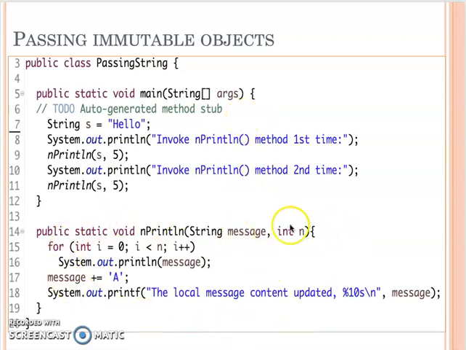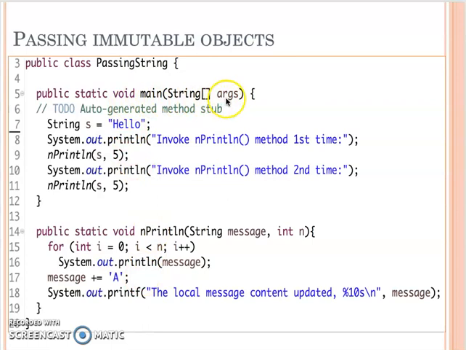Here we have a static method called nPrintln. We pass in a string object, then an integer n, which means how many times we will display the message we're passing. Each time, i equal to 0, i less than n, i plus plus, we display the message. Afterward, we concatenate a capital A to the end of the message. That's why you can see the local message content updated. Okay, so this is the function.